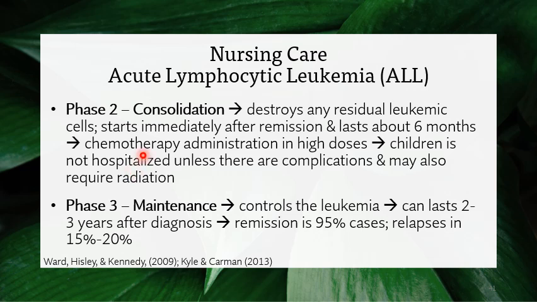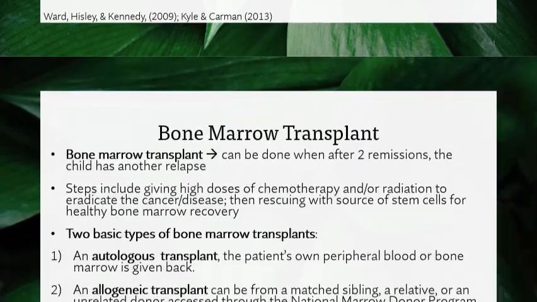In phase 3 we have what we call maintenance. So this is the control of the leukemia. This can last 2 to 3 years after diagnosis. Remission occurs in 95% of cases, so there are no relapses, but in 15 to 20% there are still relapses that continue to build into the chronic condition of leukemia.